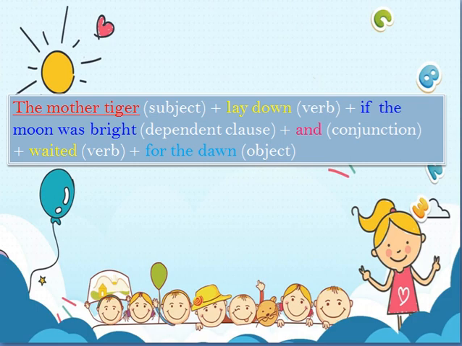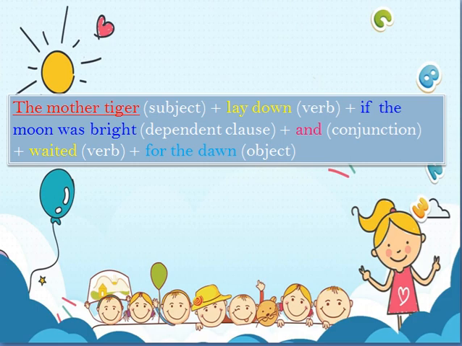The mother tiger is doing what? The mother tiger is lying down. Okay, so lay down is the verb here. It is the action word. Now, if the moon was bright, this is the dependent clause. It is giving us a condition: if the situation is like this, then the mother tiger lies down.